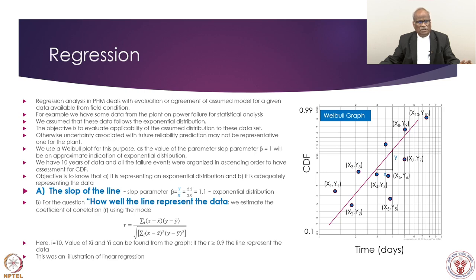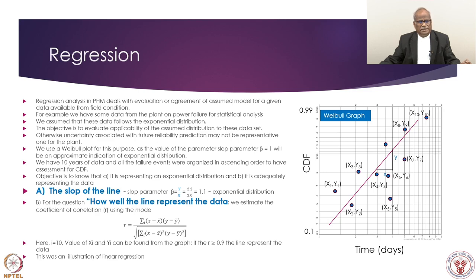And here I have given an example of class 4 power failure data, and how we should understand it. Basically, we have data, and how it is in agreement or disagreement. One way of reading it is: how well the line is representing this data.